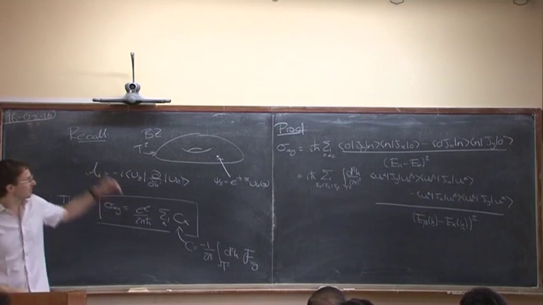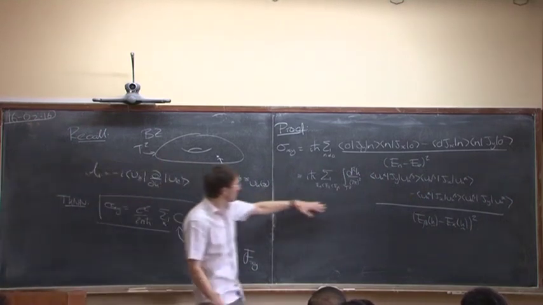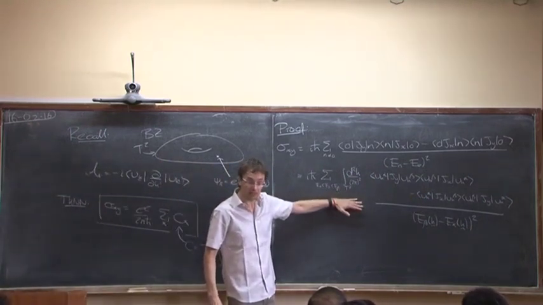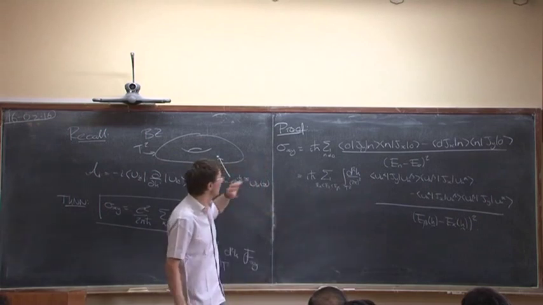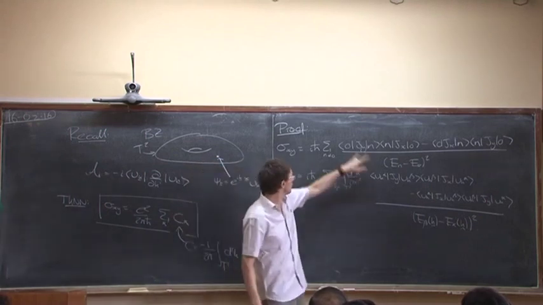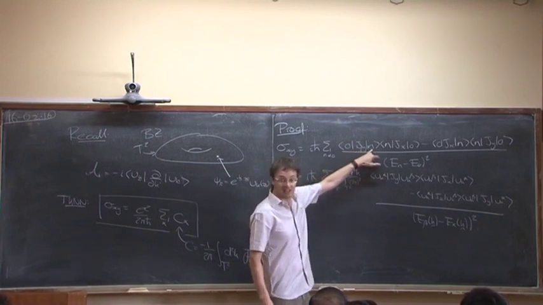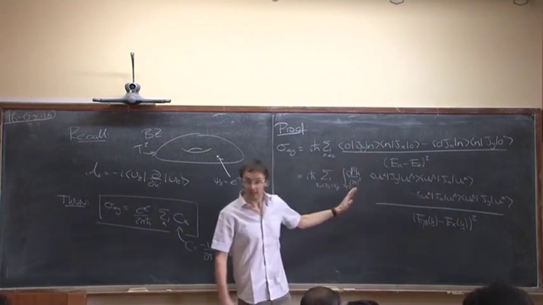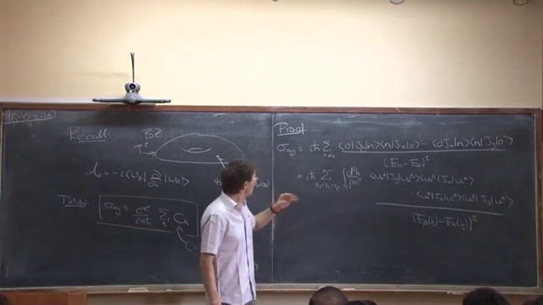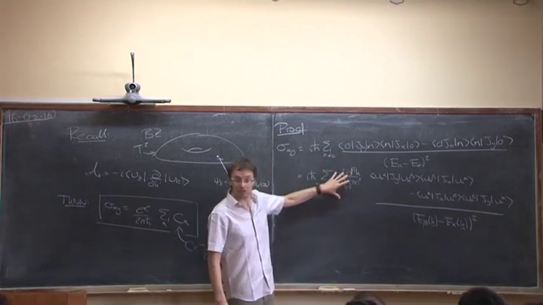The claim is that the Kubo formula, when written in terms of single particle states, takes this form. So let me walk you through what's going on here. You can see the general structure is the same. It's some state, current, some other state. That hasn't changed. What's changed is the sums and the integrals.